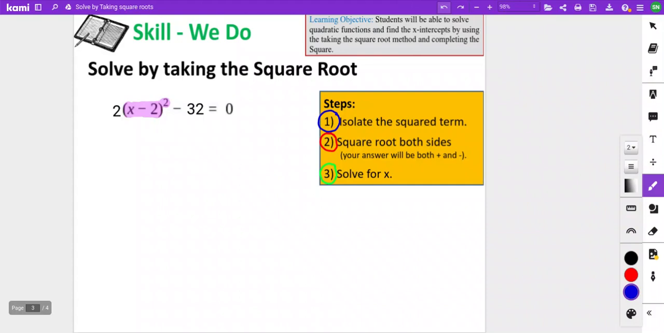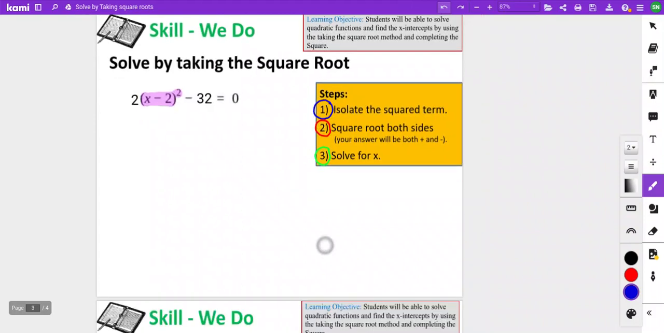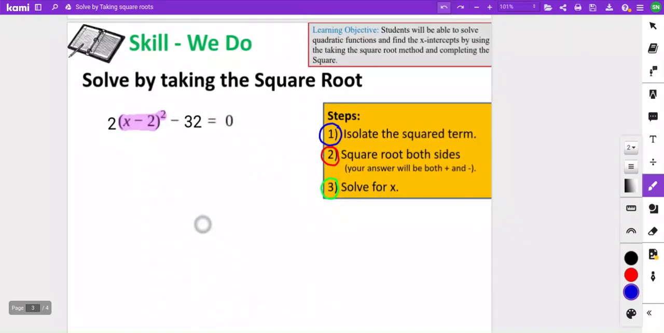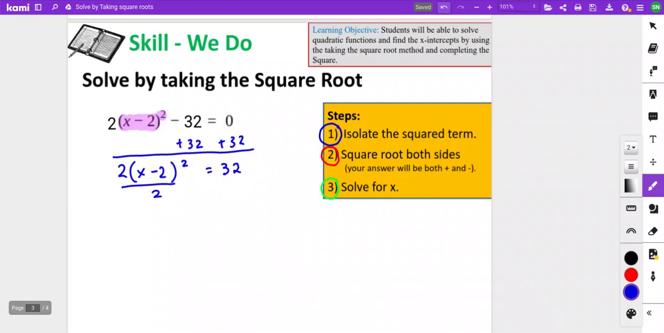Let's go with step number one. We're going to add 32 to both sides. After performing this operation, the square term is still not by itself because there's a 2 in the front. Therefore, we have to divide by 2 both sides. Now we have the square term by itself.